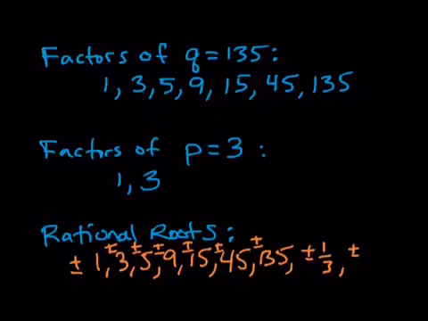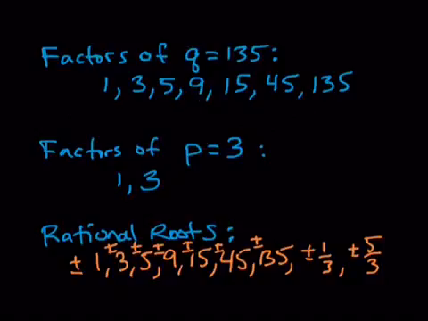Then I would have 5/3. Next would be 9/3, but that's 3, and I've already listed it. Then 15/3 would be 5, which I've already listed. 45/3 is 15, and I've already listed that. And 135/3, I believe that's 45, and I've already listed that. Okay, so this is a complete list of the rational roots.